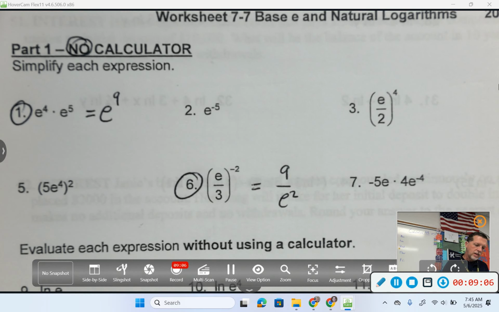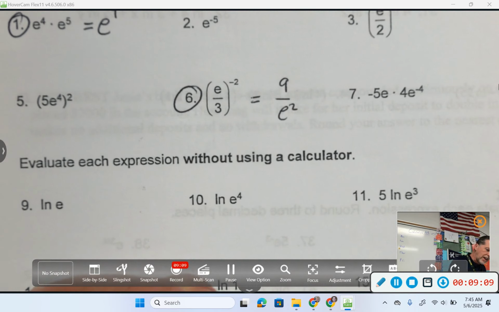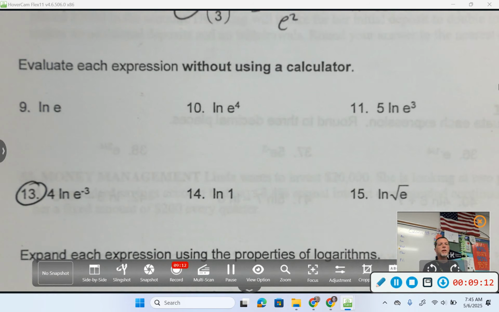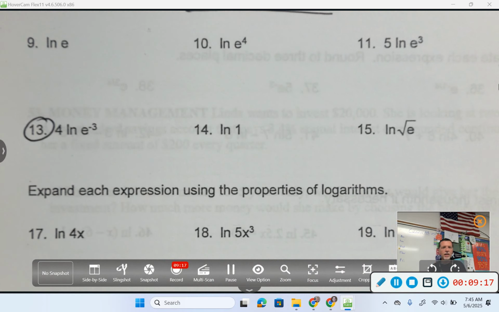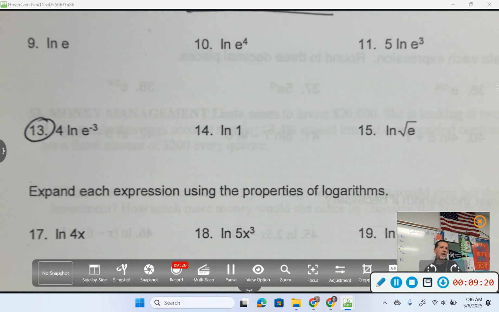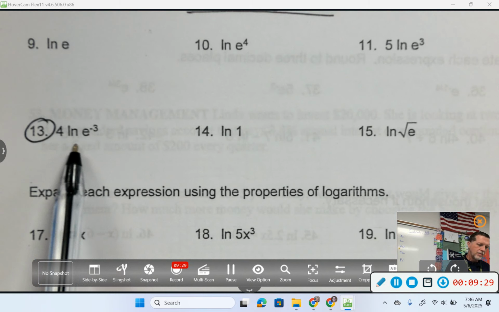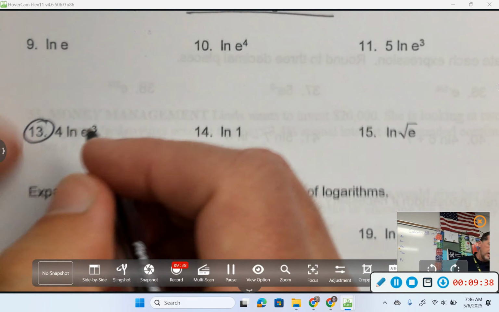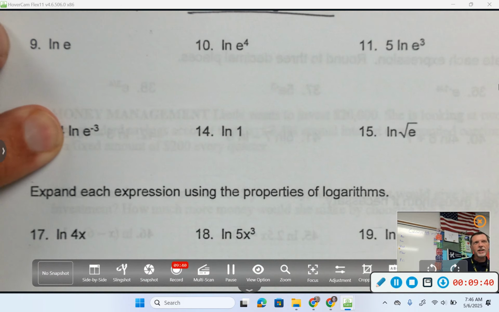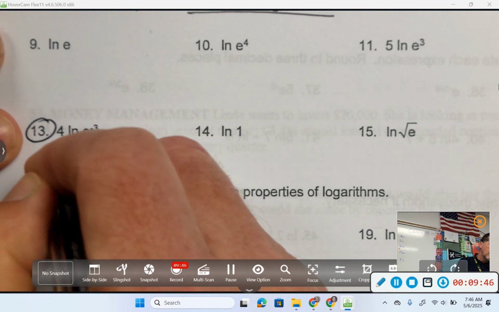In fact, let's do a few of the next line, and then I'll pause for a second and let you work on them. How about number 14? Evaluate that without a calculator. 4 natural log of e to the -3. 13, my bad. Number 13, sorry. So number 13. So e to something equals e to the -3. That's -3. So that answer is -12.